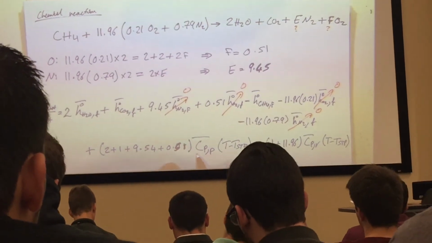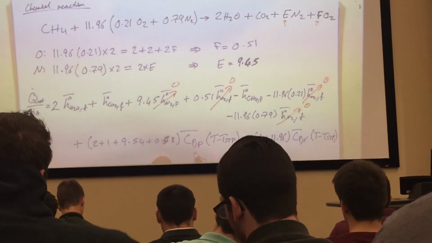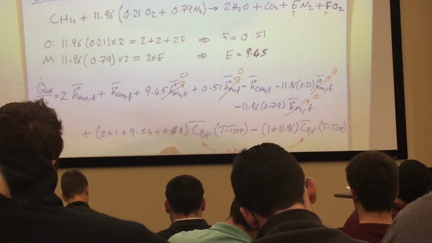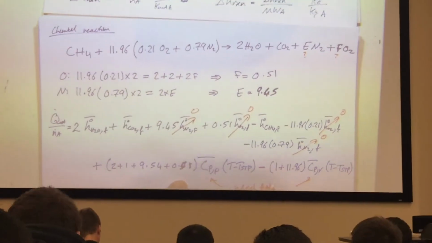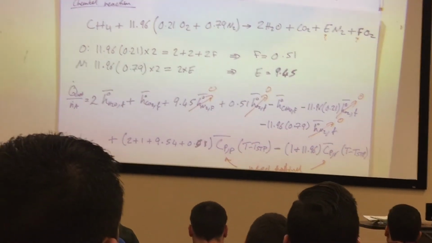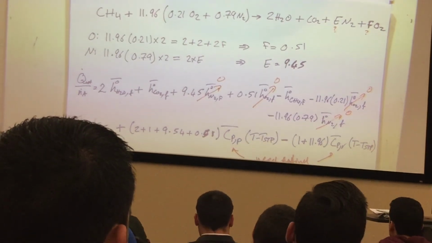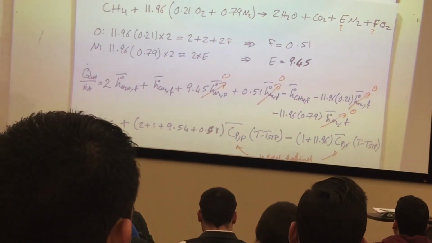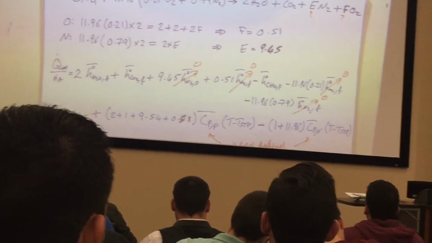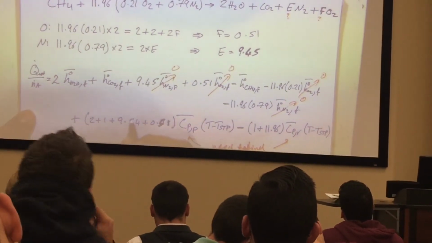Now the question that I have is I need to find my CPs. On the bottom, is that supposed to be 9.45? Bottom left. 9.45. Yes.